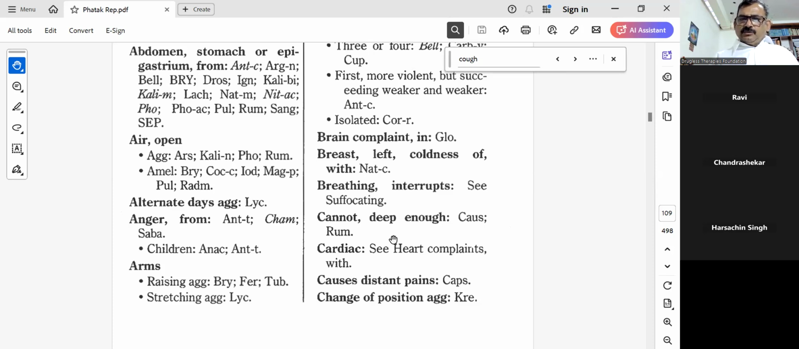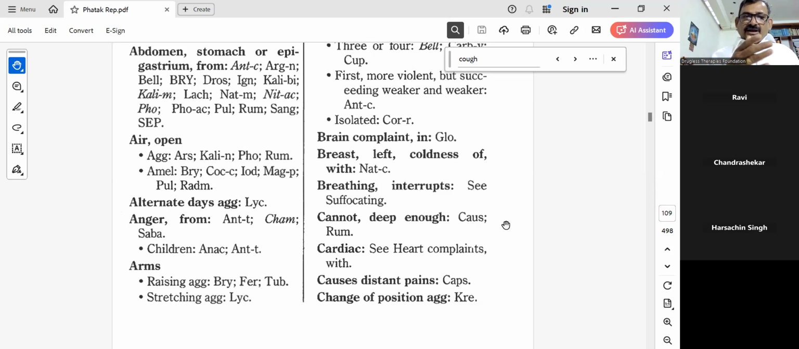Causticum and Rumex are wonderful remedies in all lung complaints. Causticum is generally a paralytic remedy. It is used in paralysis. So they don't have enough energy to even cough. So likewise, Causticum is given.